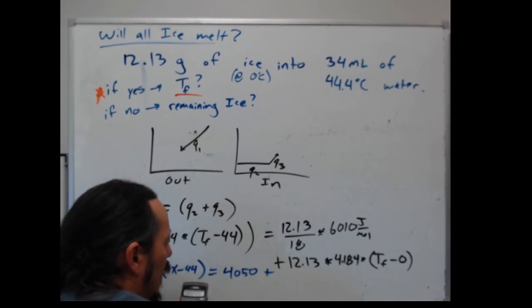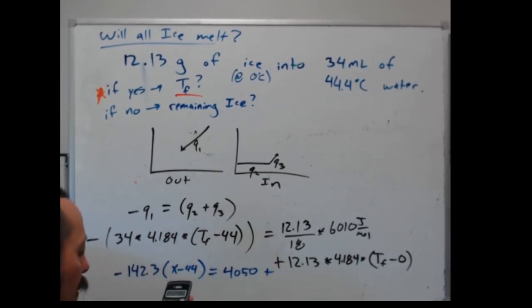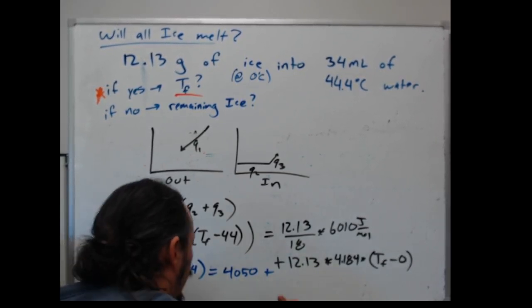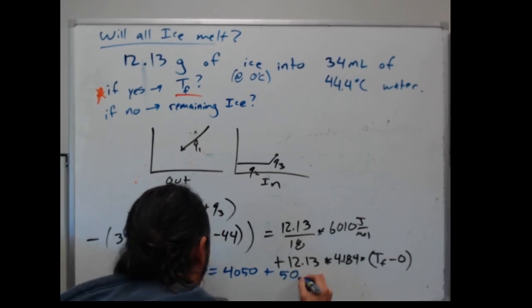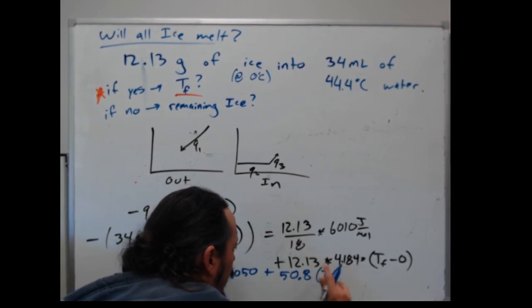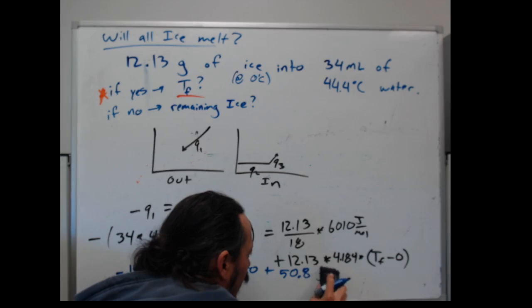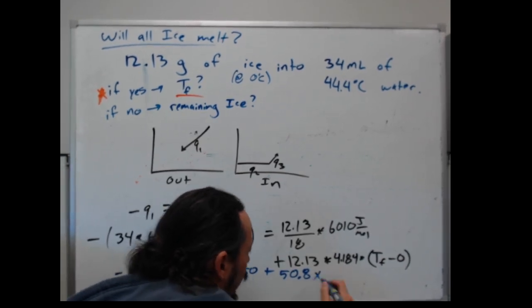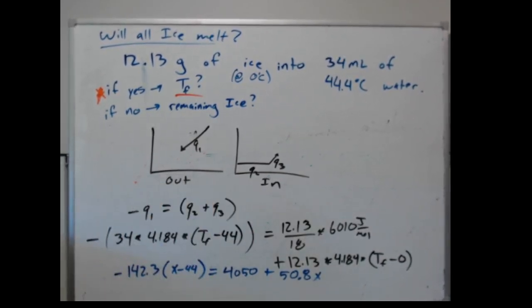4050 plus 12.13 times 4.184 was 50.8 times T final. I don't even need parentheses because there's a 0 over there. And let's just call it x. Right, and this equation in blue is much easier for most people to approach.